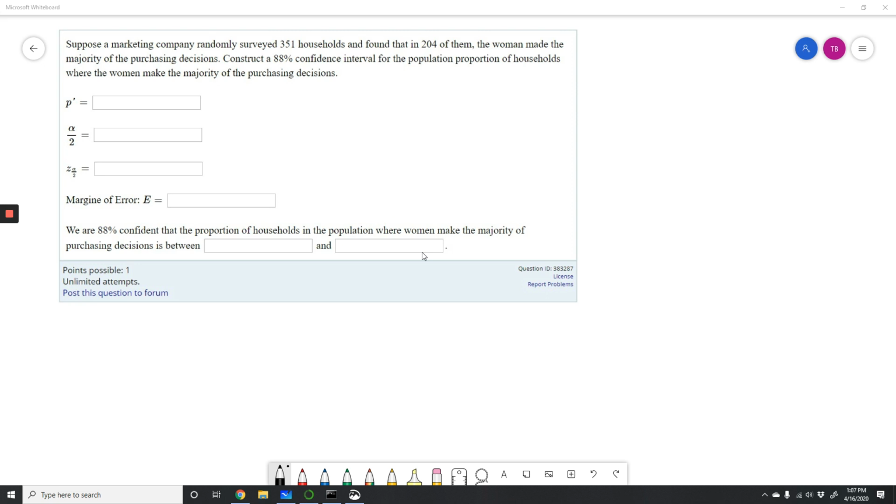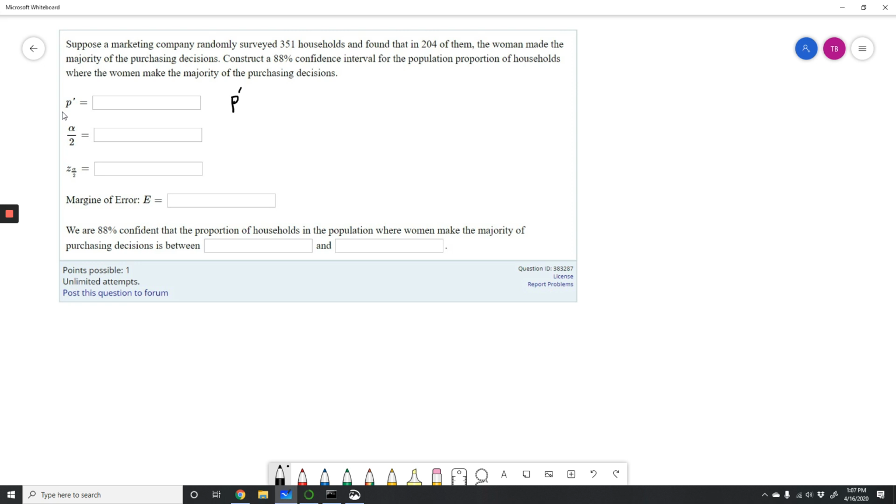This is very like what we did when we constructed a confidence interval for the population mean. We're going to be doing many of the same things. We're starting off by finding the point estimate for our population proportion. So this is our best guess for our population parameter given our sample. So in this case, we want P prime, our sample proportion.